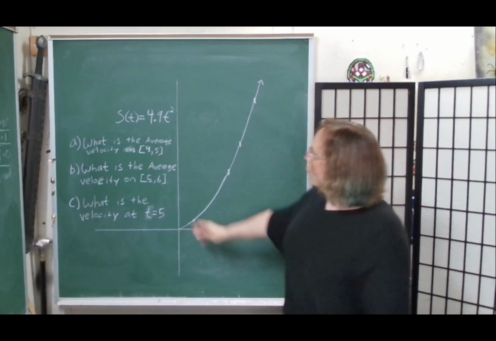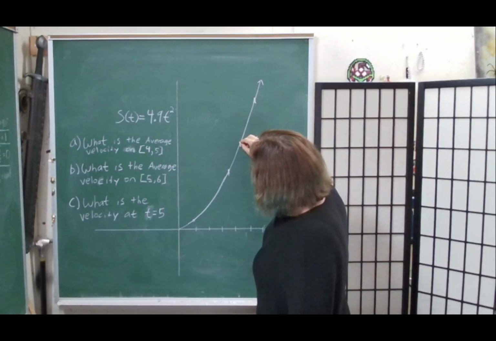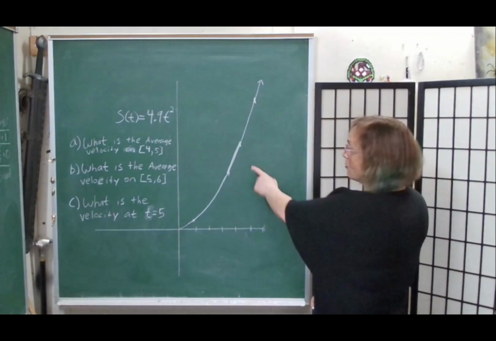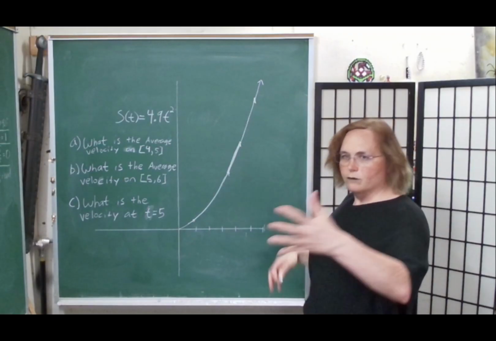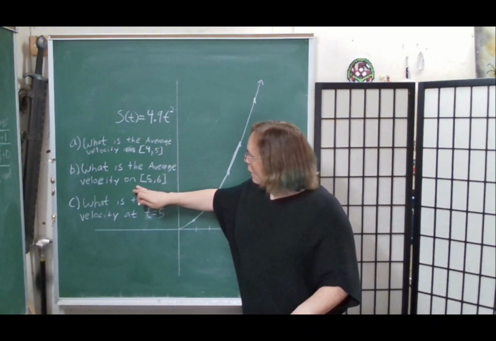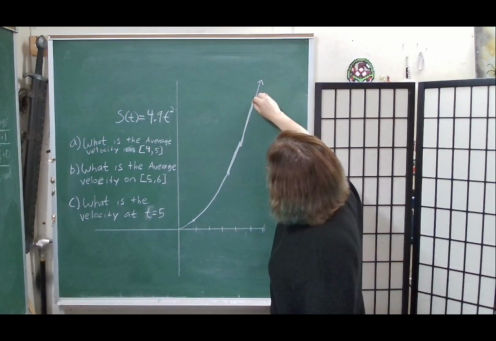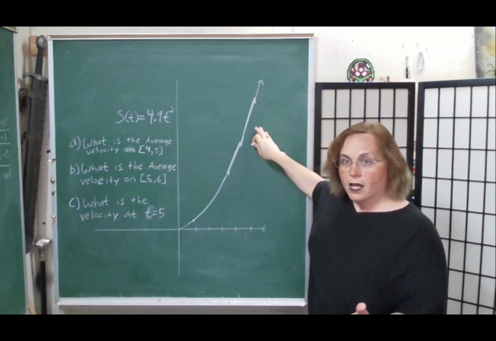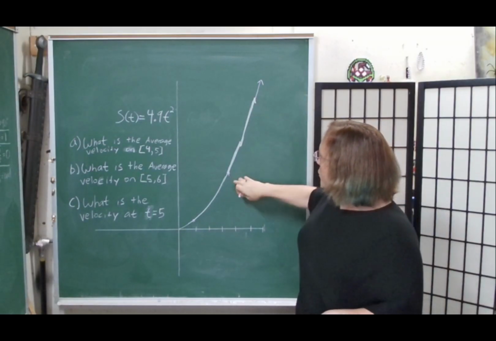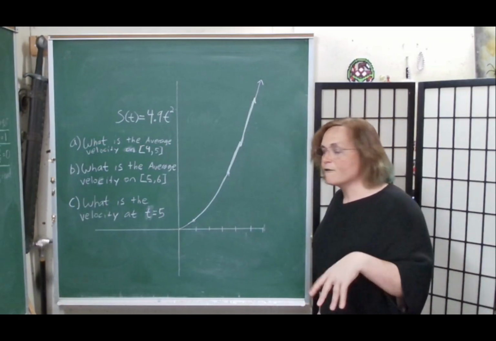Okay, so when we find the average velocity on 4 to 5, we're finding the secant line right here, okay? And we find the slope of that secant line. And we showed that a moment ago, right? And then when we find the average velocity on 5 to 6, we find the secant line here, okay? A little bit steeper, and we find the velocity here. Both of those require 2 points. But letter C is a little bit different.